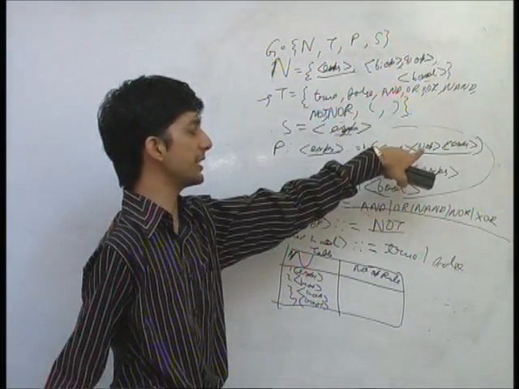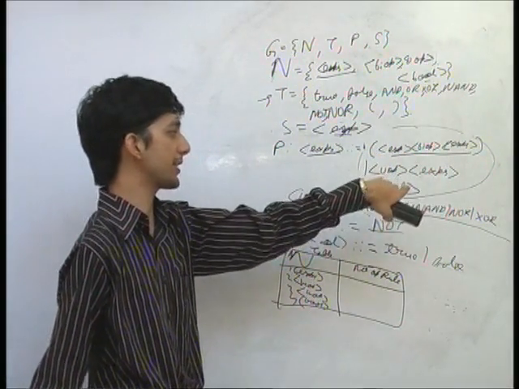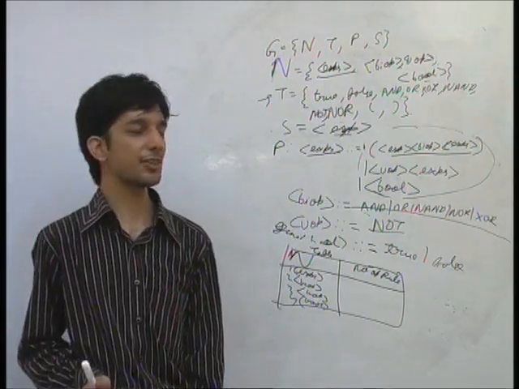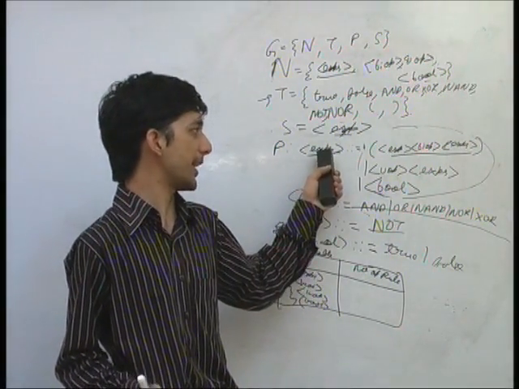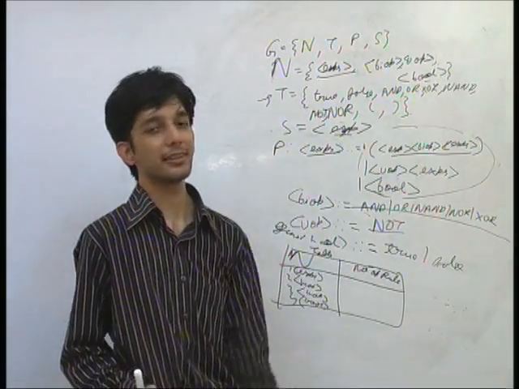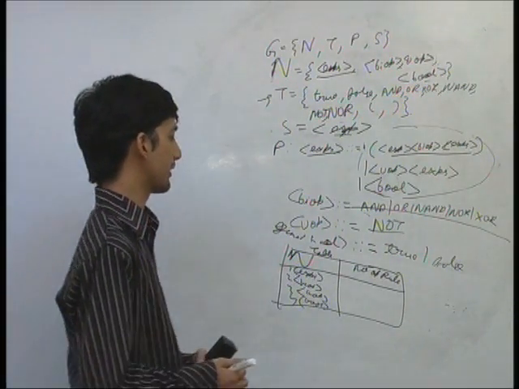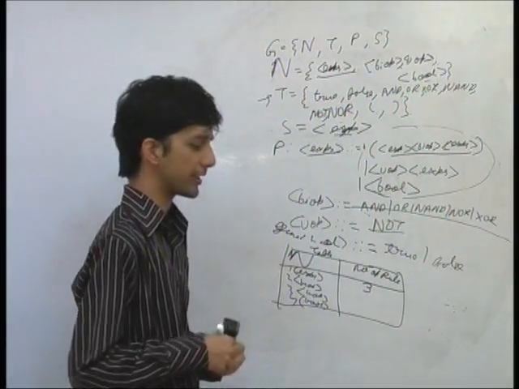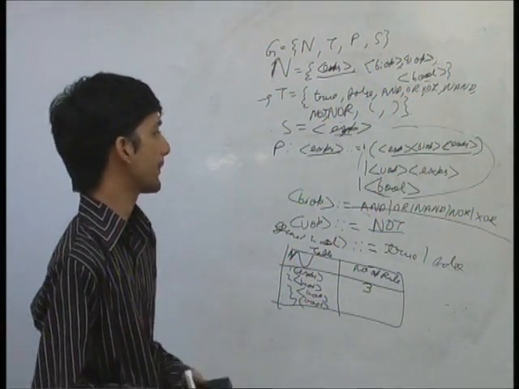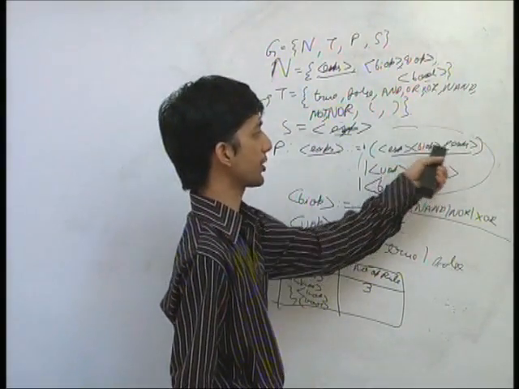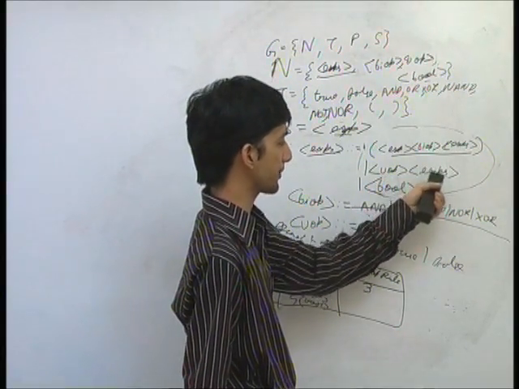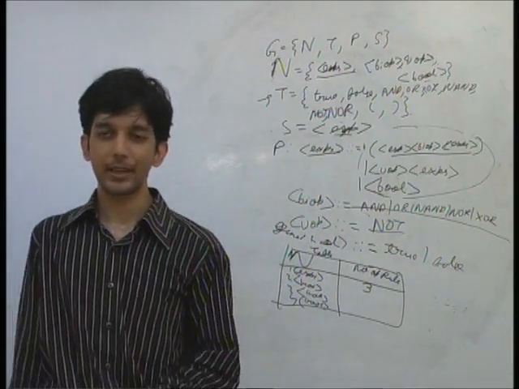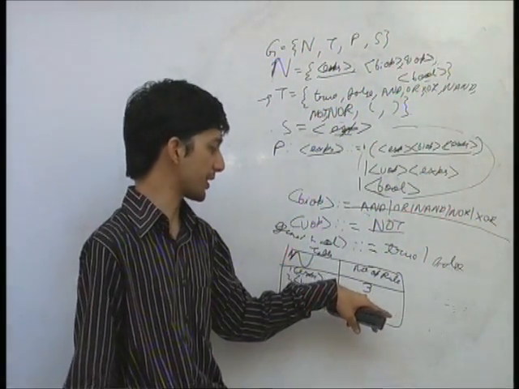Expression can be replaced by this, or by this, or by this. So I have 3 choices in which I can exchange my expression with any one of these 3. I can say expression is expression, biop, expression, or I can say expression is uop expression, or I can say expression is bool. So I write down 3 over here, the number of choices that I have.